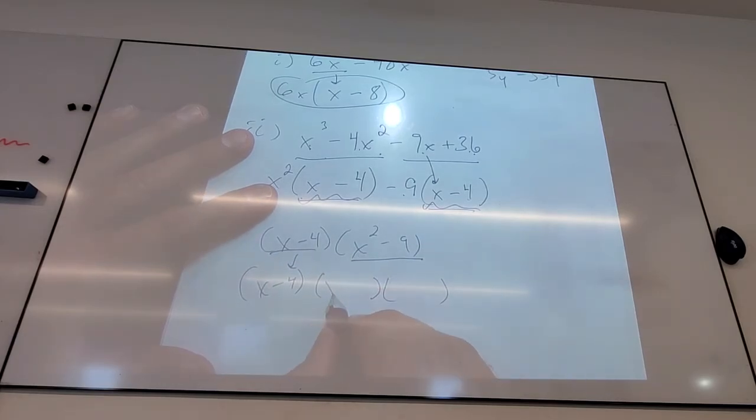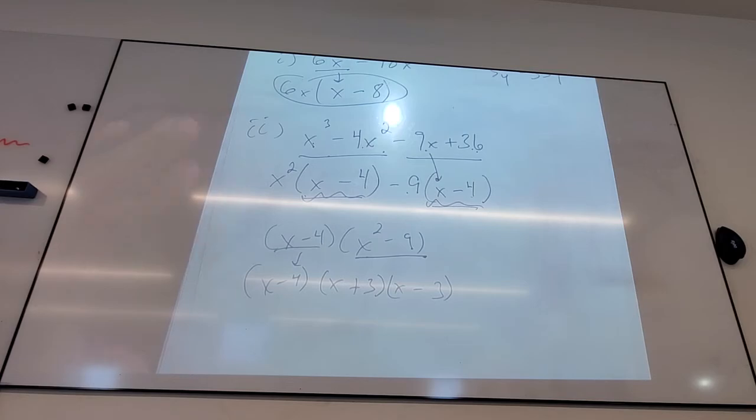X squared is x times x, yes? This is a difference of squares. So break 9 up in half multiplicatively. It's 3 and 3. And then like you said back there, plus minus.